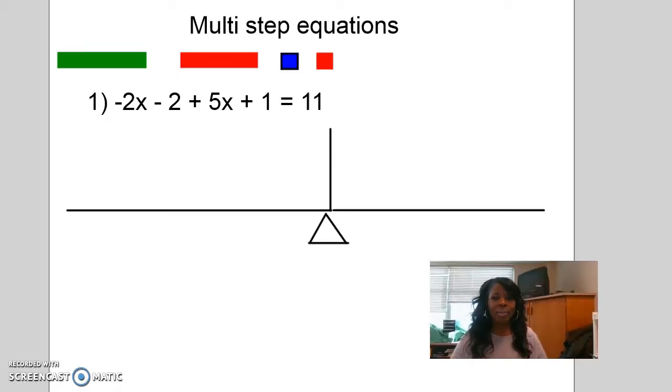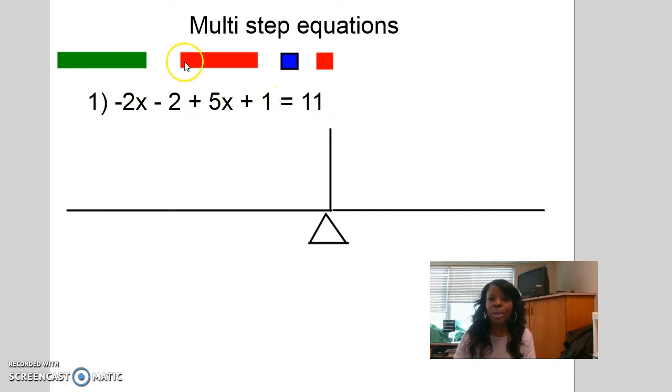Guys, this is day 4 of our solving equations. Obviously, if you've not been here, this video is to help you understand what we're doing in class, or maybe you're seeing it as part of our lesson. At any rate, write down this equation: negative 2x minus 2 plus 5x plus 1 equals 11.